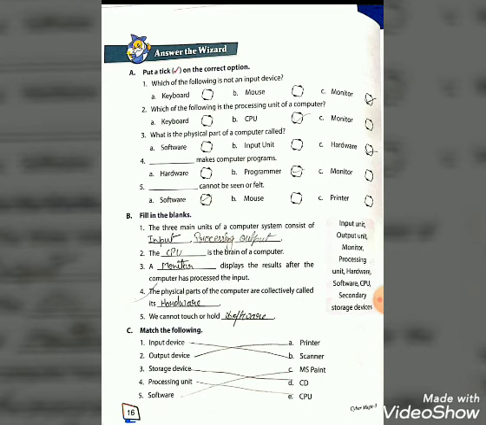Now, fourth one. The physical parts of the computer are collectively called its hardware. Physical parts of computer are collectively called its hardware. Your answer is hardware. Now, question 5. We cannot touch or hold software. Your answer is software.